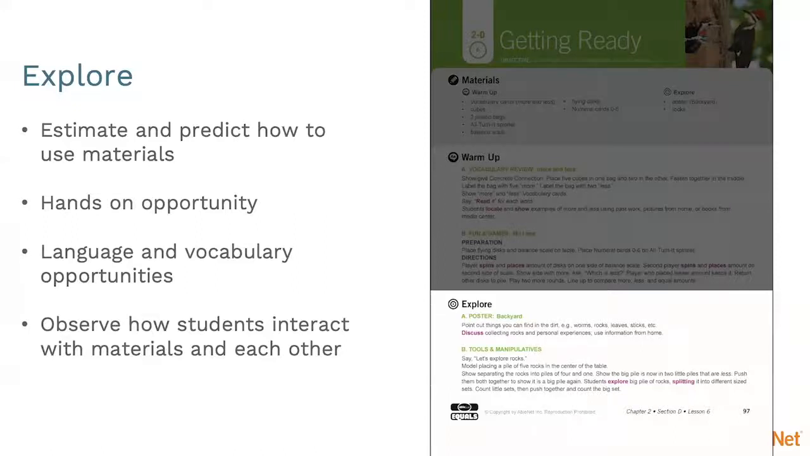During the tools and manipulative activity, teachers have an opportunity to model how to utilize the math tools that students will be using during the lesson. This is an excellent time for teachers to sit back and observe how their students are interacting with the materials that are out on the table.